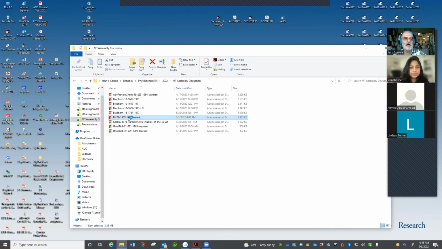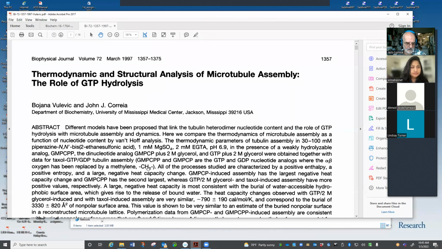Subsequently, just a few years later from that, microtubules were reported. So this is done by Mitchison and Kirschner.